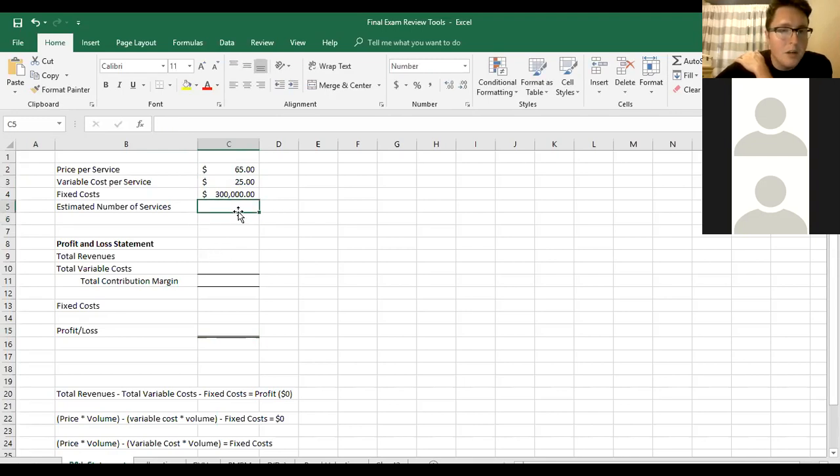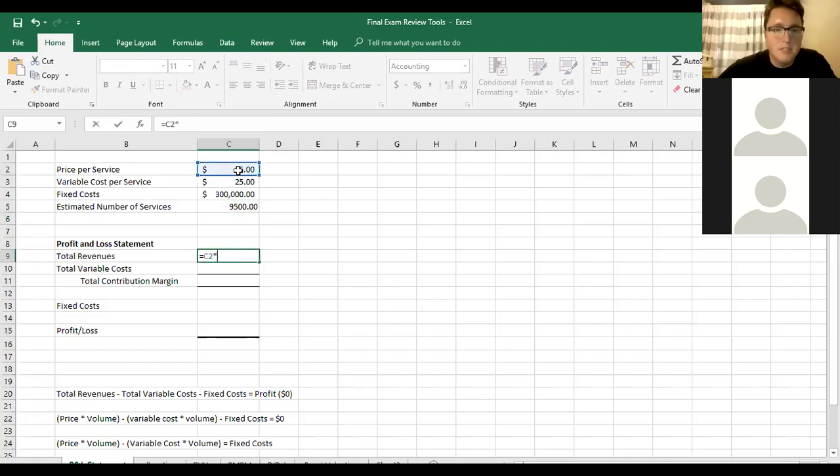So based on your profit and loss, let's say I'm expecting 9,500 of this particular service. My total revenues is simply going to be my price per service times the estimated number of services. My total variable cost will be my variable cost per service times the estimated number of services. And then my contribution margin is simply the revenues minus the total variable costs.